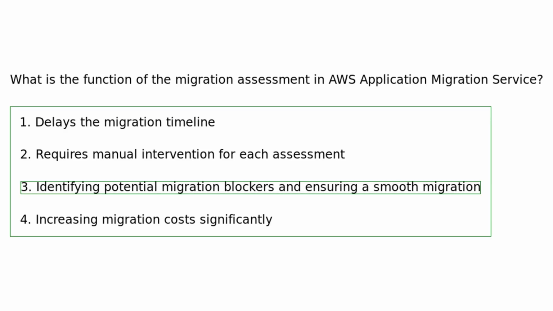The function of the migration assessment in AWS Application Migration Service is to identify potential migration blockers and ensure a smooth migration process, reducing the likelihood of issues and interruptions during migration.